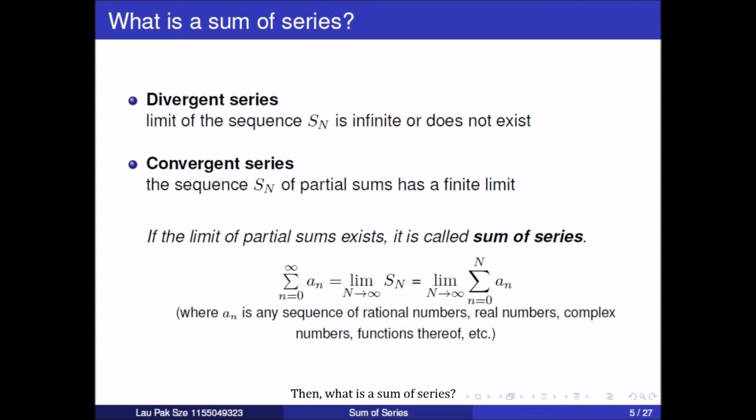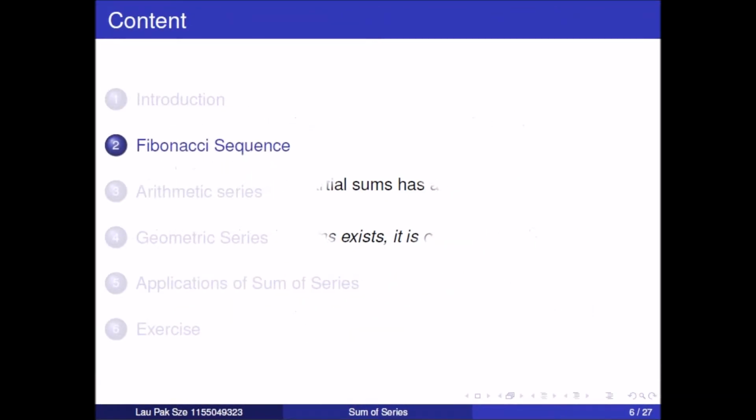Then, what is a sum of series? We have two types of series called divergent series and convergent series. For divergent series, the limit of the sequence Sn is infinite or does not exist. For convergent series, the sequence Sn of partial sums has a finite limit. The expression below shows that we take the limit of the sequence of partial sums when n tends to infinity. So, if the limit of the partial sums exists, it is called the sum of the series.